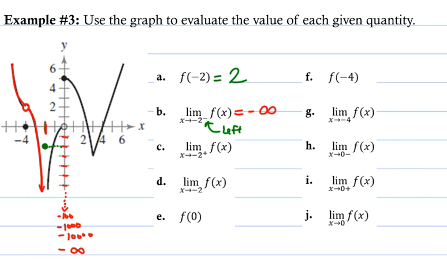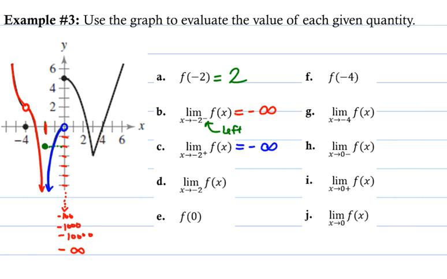Now I do the right side. So to the right of negative 2, this is the part of the graph that is to the right of negative 2. It's doing the same weird thing as the other side. It's also going down, just down, down, down. So it's negative infinity as well.